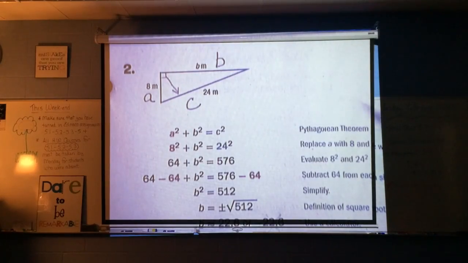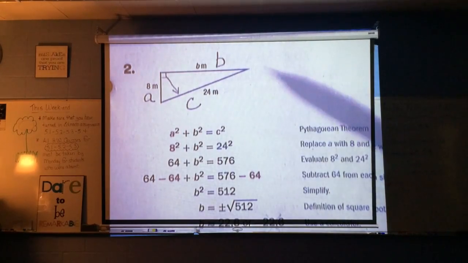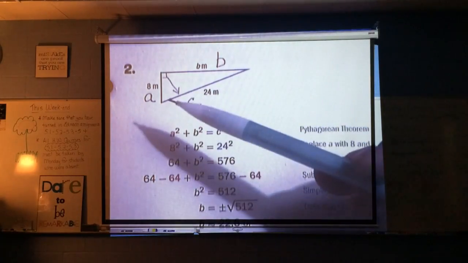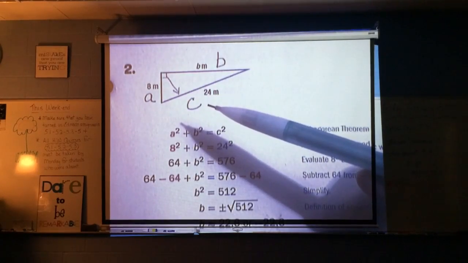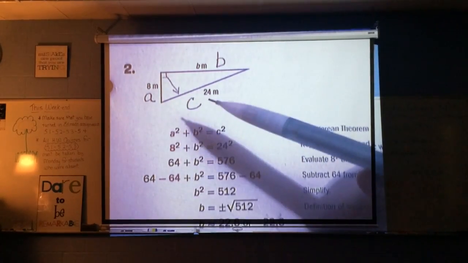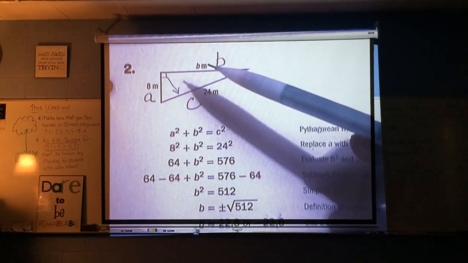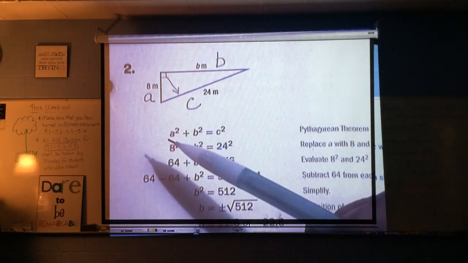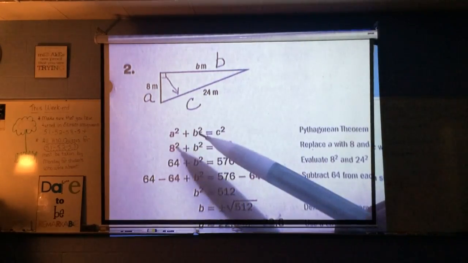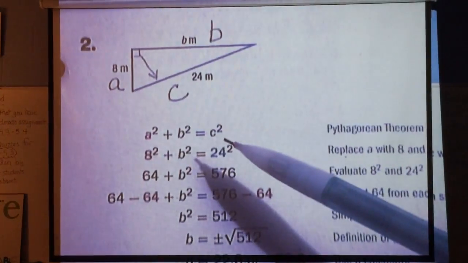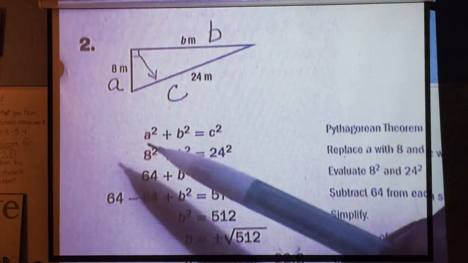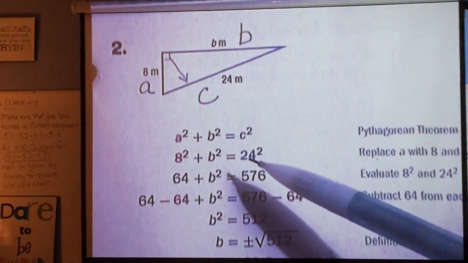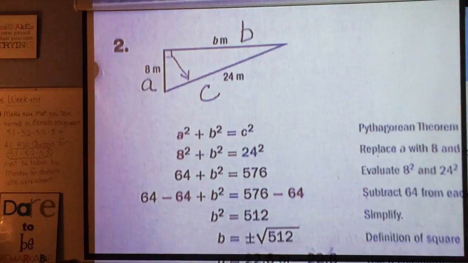Okay, let's take a look at example number 2. Again, the first thing that you should do would be to label the legs A and B and the hypotenuse C. Notice this time we know the hypotenuse, but we're trying to find one of the legs. Again, write down your Pythagorean Theorem, a squared plus b squared equals c squared. Substitute in the values that you know. A is 8, c is 24, and we're going to go ahead and try and find b.